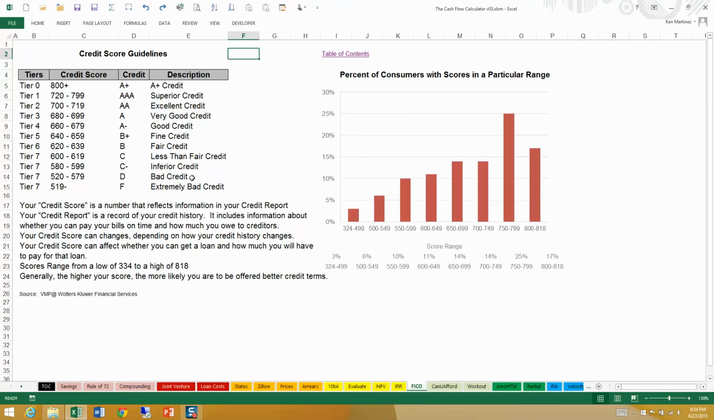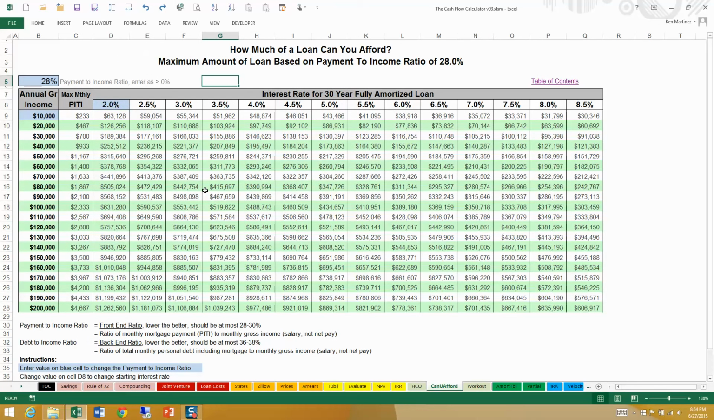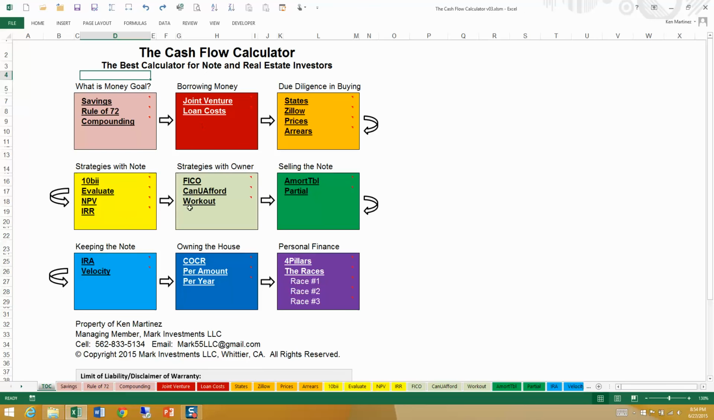So here is really just another reference tab on credit score guidelines, so you get an idea of how the credit is affecting the borrower. Can you afford: this tab, for a given income of your borrower and a payment to income ratio that you're comfortable with, shows how much that equates to in a loan at various interest rates.